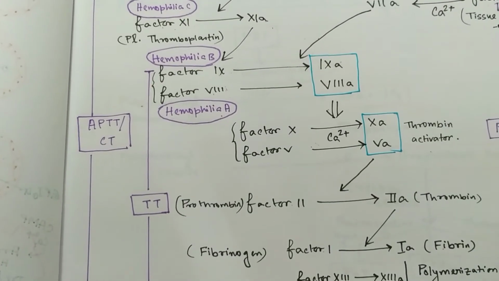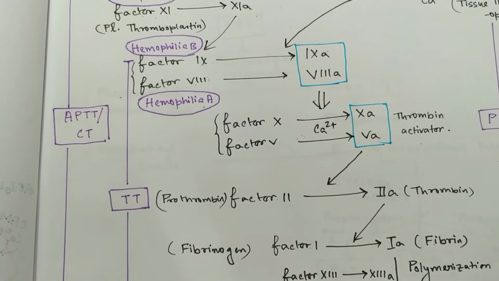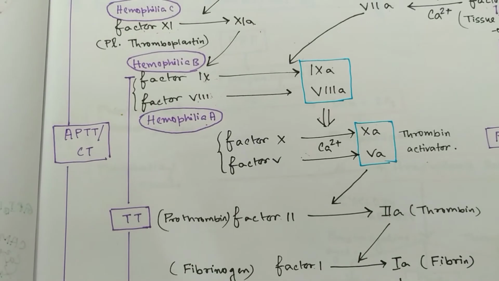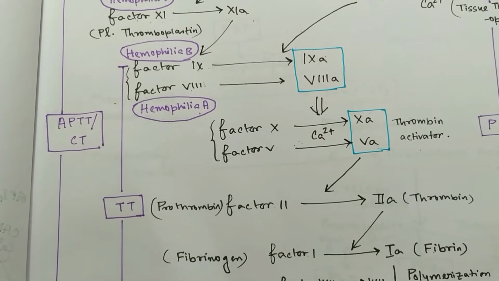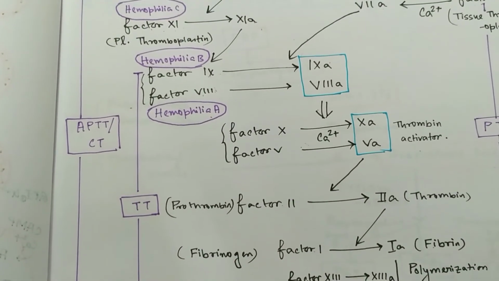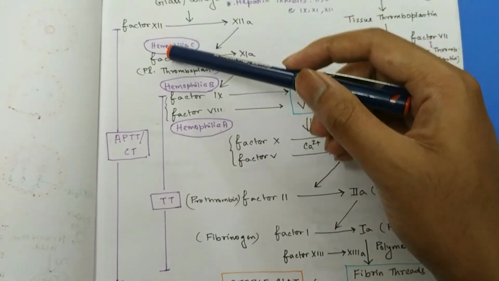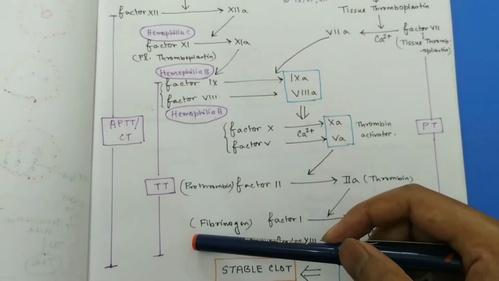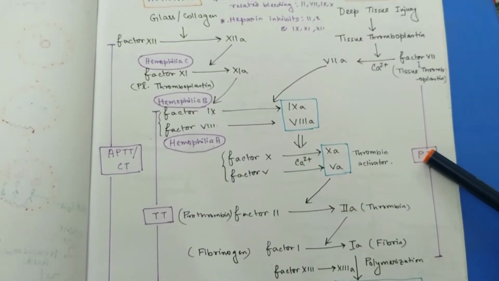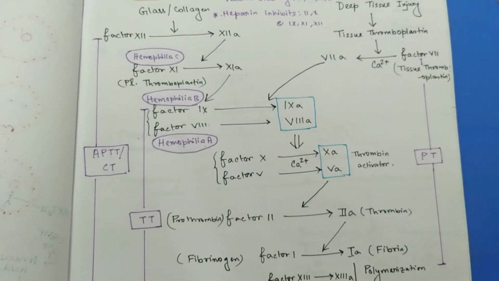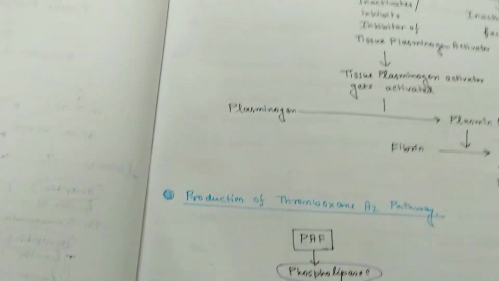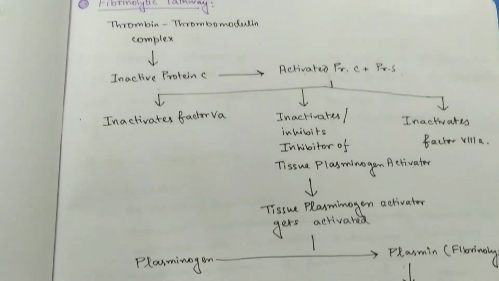And also whenever there is a suspicion of bleeding, we usually do some tests like APTT or CT, which mainly assess the intrinsic pathway, and prothrombin time, which mainly assesses the extrinsic pathway. Now we'll discuss the fibrinolytic pathway.